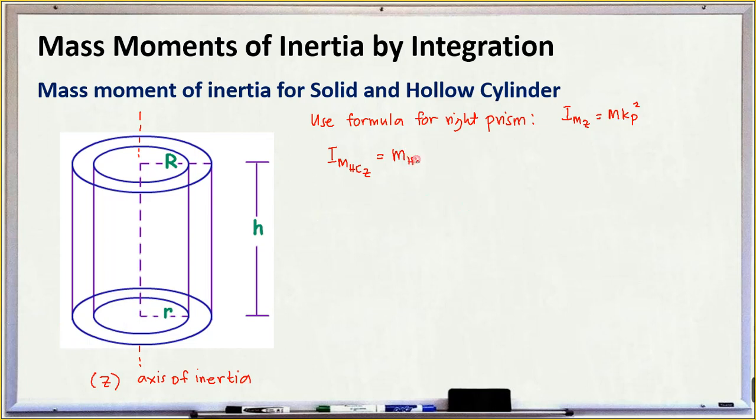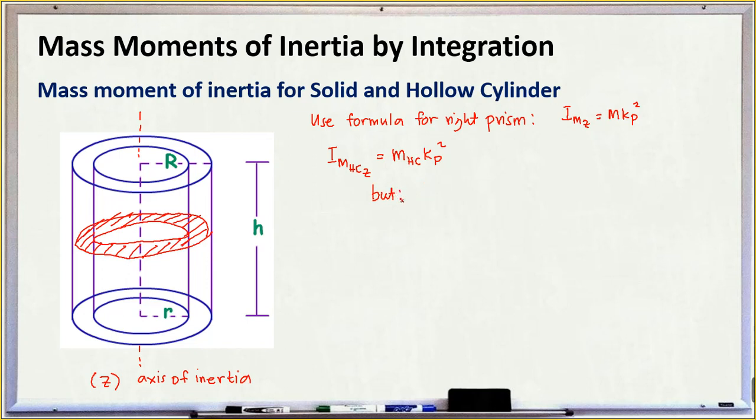So hollow cylinder times its polar radius of gyration. Again, the hollow cylinder is a right prism because of its cross-sectional area. So this is its cross-sectional area. Okay, so the cross-sectional area is perpendicular to the axis of inertia.